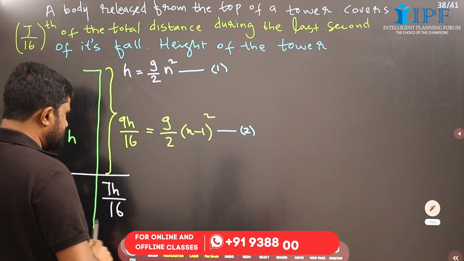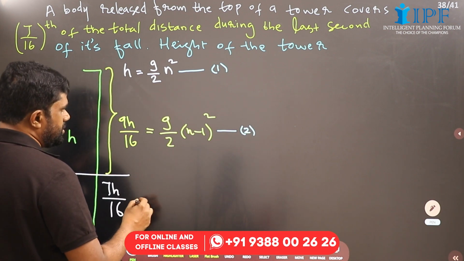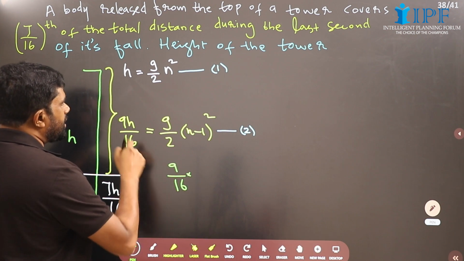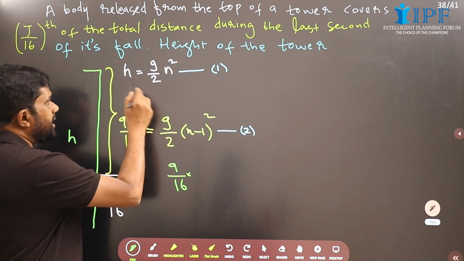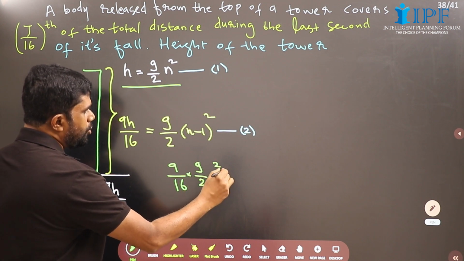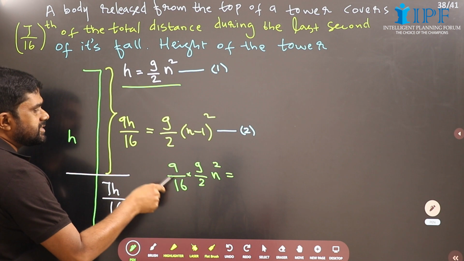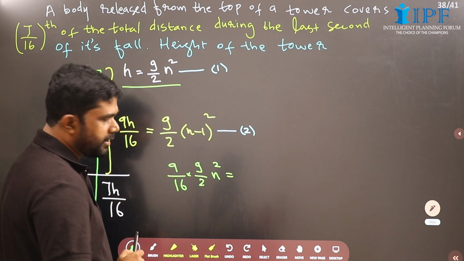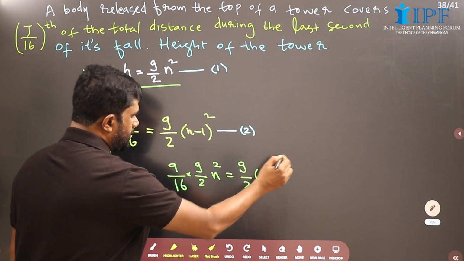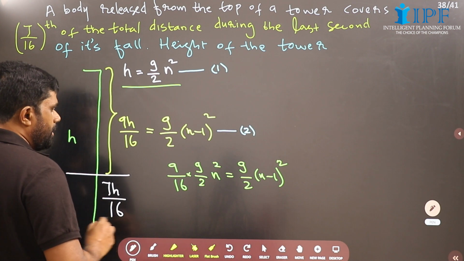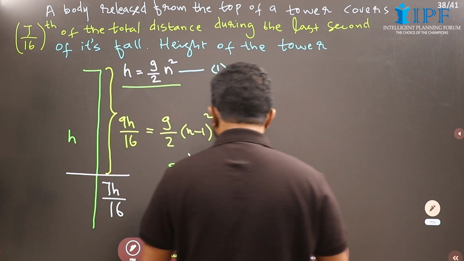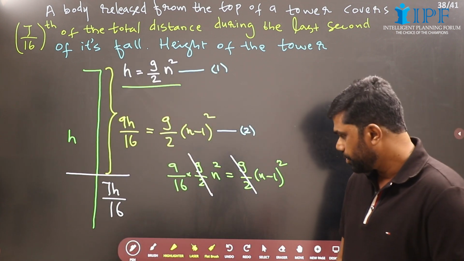Let me simply rewrite this second equation. 9 divided by 16, and now instead of h, let me replace h by g by 2 n square. So 9 by 16 times g by 2 n square. On the right side, there is g by 2 times n minus 1 whole square. There is g by 2 on the left and g by 2 on the right. Now see what remains: 9 by 16 n square equals n minus 1 whole square.